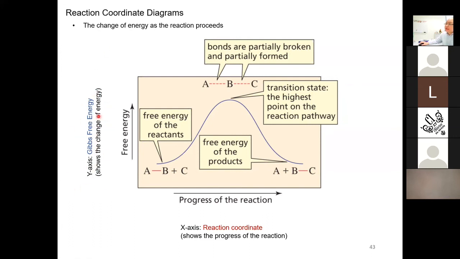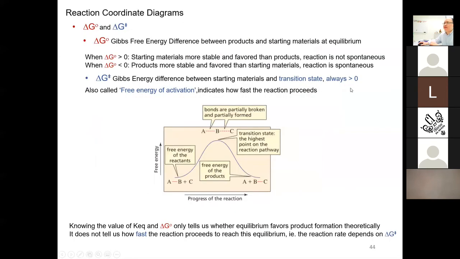It's not enthalpy or entropy, it's the delta G, okay? The Gibbs free energy. And in organic reactions, we will see that there is a moment when the bonds between A and B are partially broken, and the B and C bond are partially formed. What we call this is a transition state. We are going to learn it later.